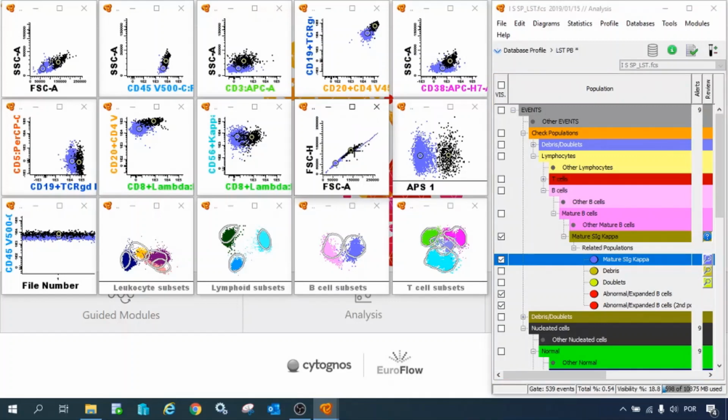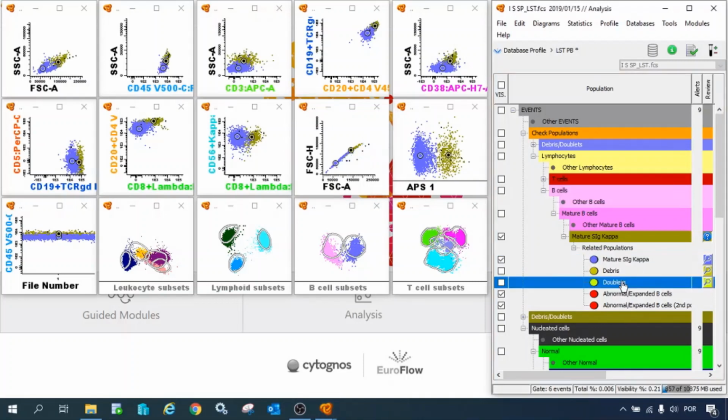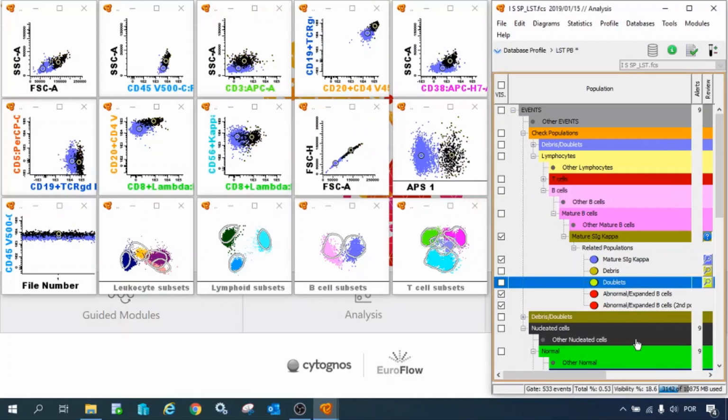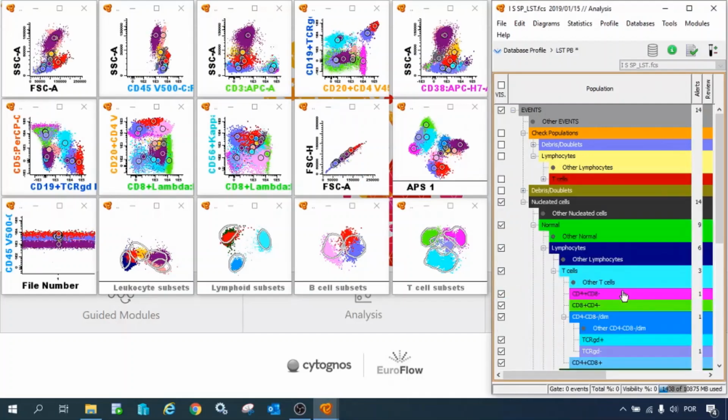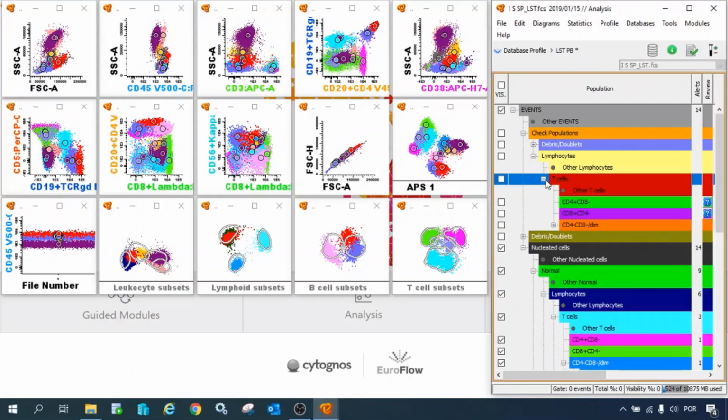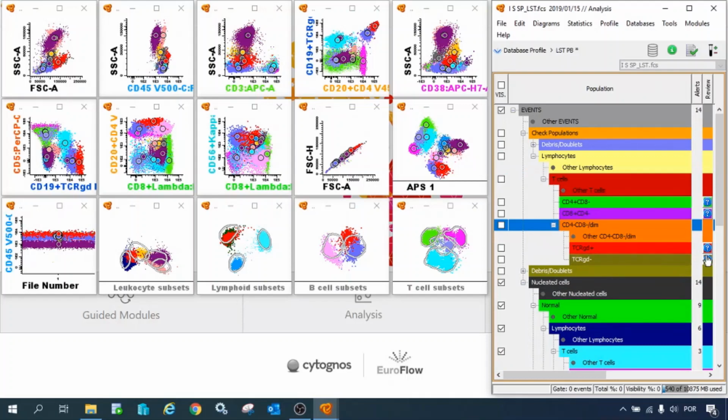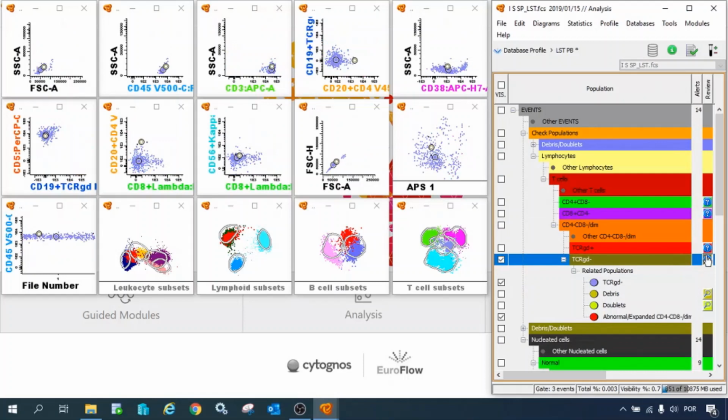I will take out these few dots that are doublets, and I will assign these cells as abnormal expanded B cells, and we can then move back and confirm this at the end of the analysis. If we now look at the T cells, it first asks us to look into the double negative T cells that are not gamma delta positive, so the gamma delta negative.